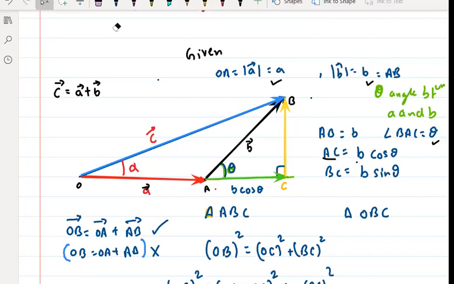Till now I have not explained anything. I just said what is given. Yes or no? Did I tell anything about what to do? I just said what is given: OA is given, AB is given, the angle is given. That's it. So I guess this configuration is understood by everyone.